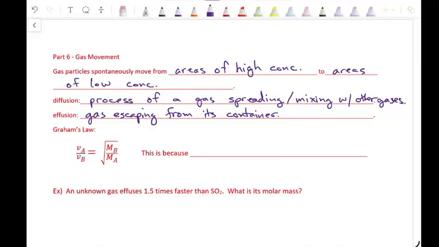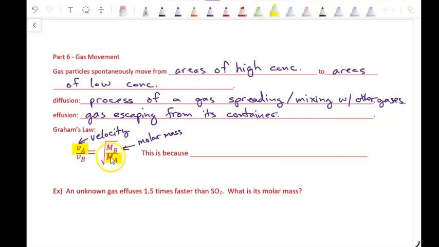Now, both diffusion and effusion are governed by what's called Graham's law. And in Graham's law, you have this v. It doesn't stand for volume in this case. It's a lowercase v. It stands for velocity, like how fast the particles are moving. And the M here stands for molar mass, as in the number from the periodic table. If you'll notice, we have velocity of A, which just means we're comparing two gases. Gas A, its velocity will go on the top of the equation, but its molar mass, inside of the square root sign, goes on the bottom.